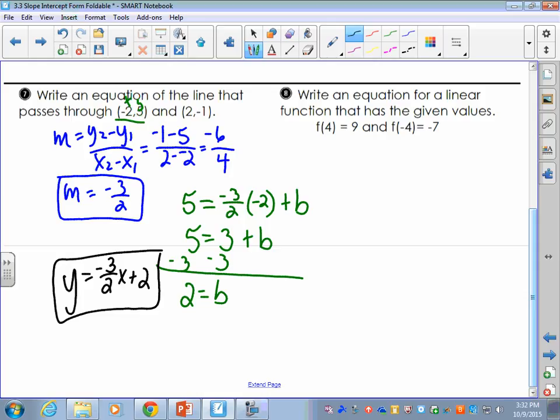Alright, so on this one, notice that now they're giving us the equation to write for the linear function. Remember, this is read f of 4 equals 9, and the function of negative 4 equals negative 7. I'm still going to do the first step. The first step says we still want to do y2 minus y1 over x2 minus x1.